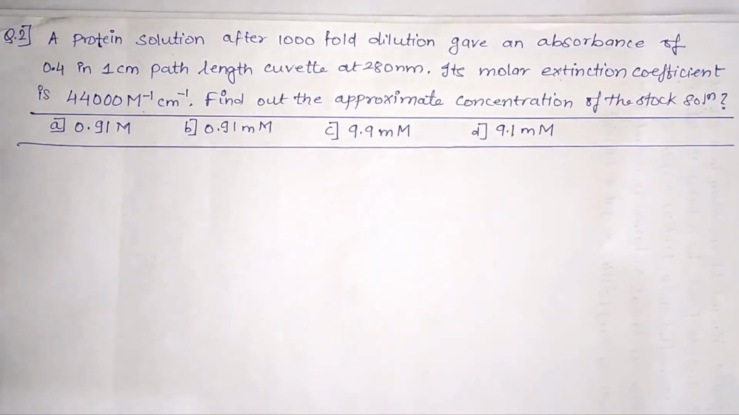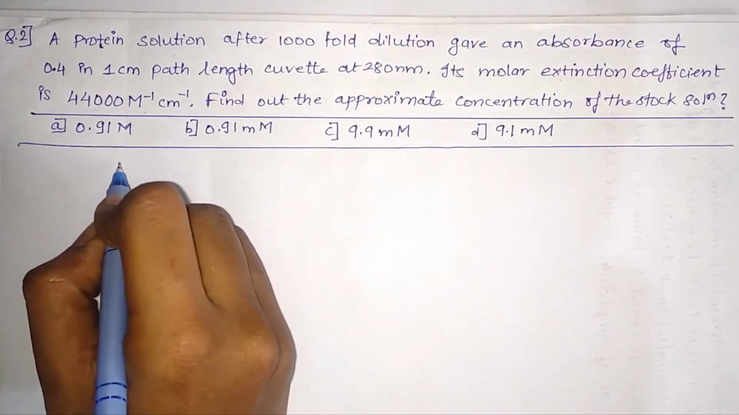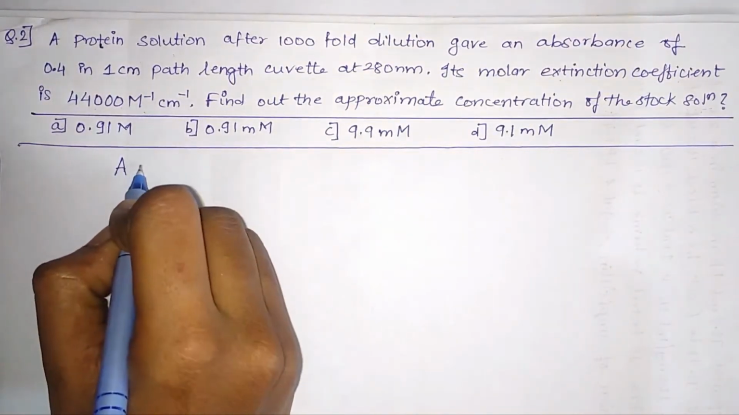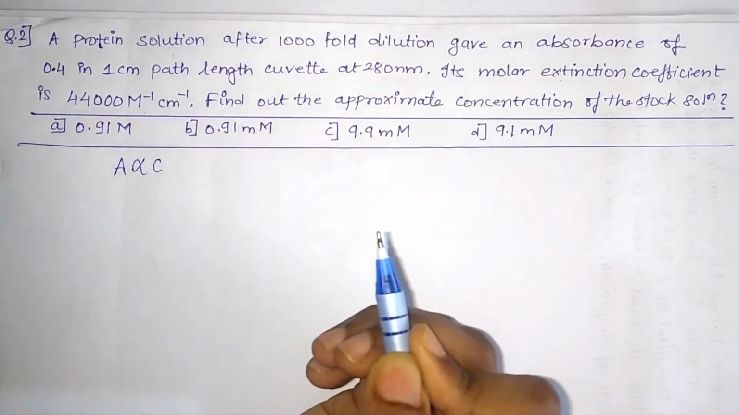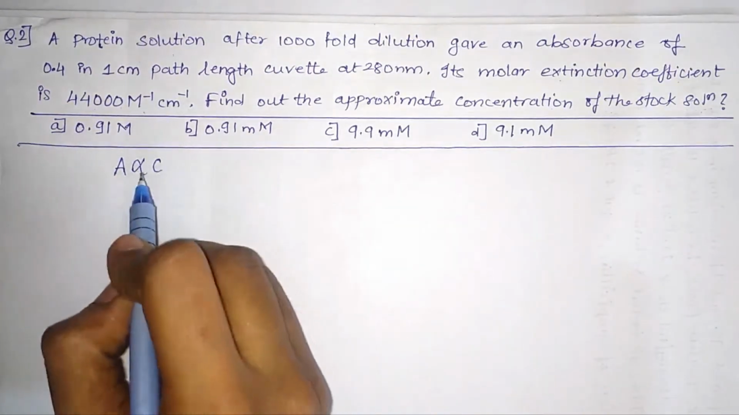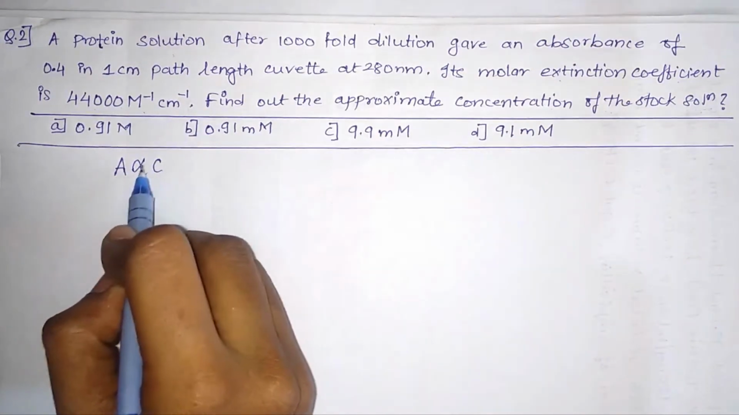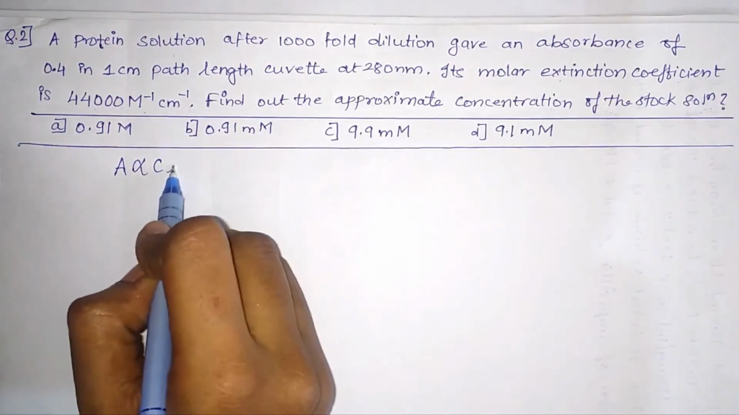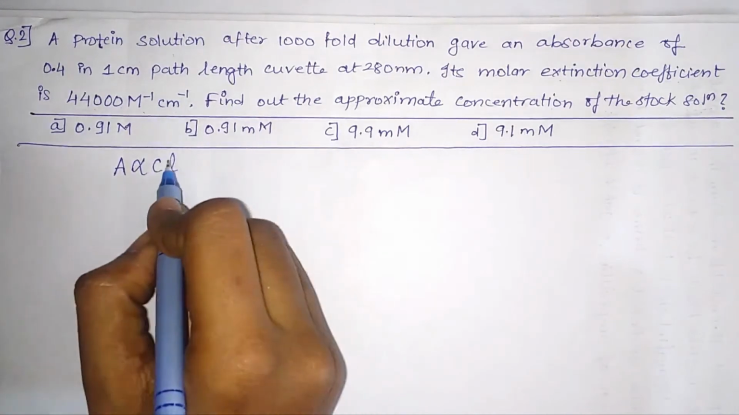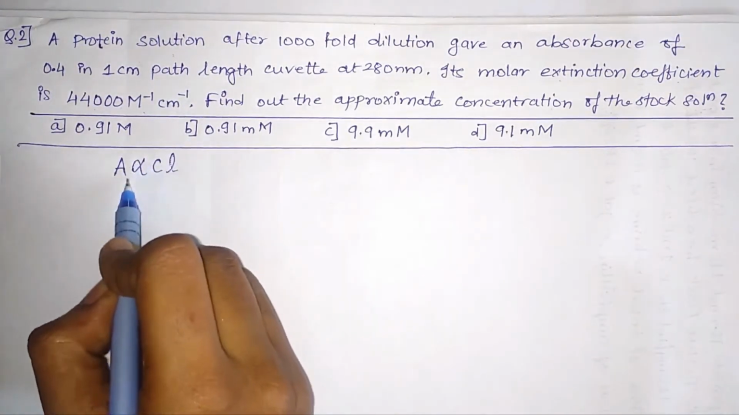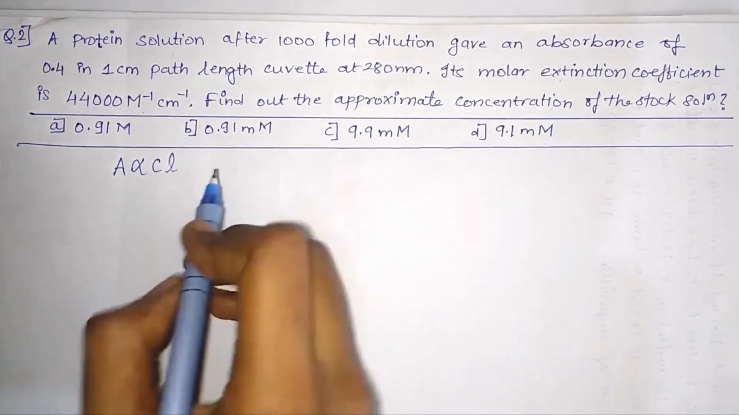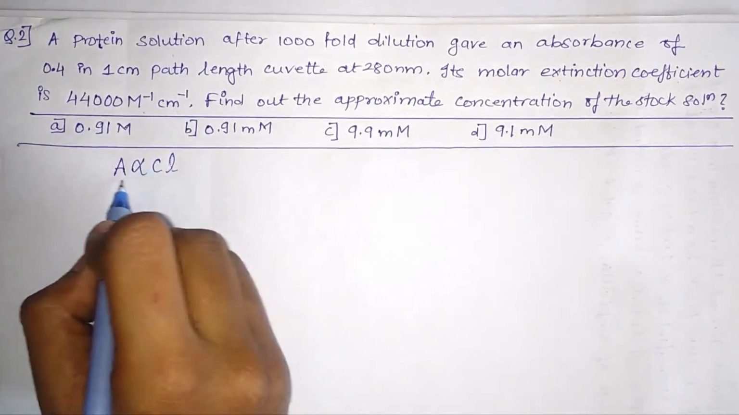To solve this question, we need to know the Beer-Lambert's law. I hope you have learned the Beer-Lambert's law. What the Beer-Lambert's law states: the absorbance is directly proportional to the concentration of the solute in the solution. This is Beer's law, and Lambert's law says that absorbance is directly proportional to the path length.